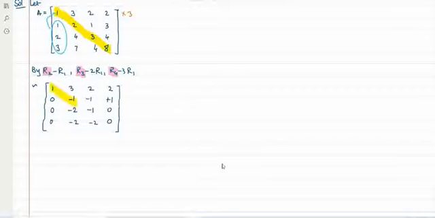This is again a diagonal entry. After that, these elements to 0.